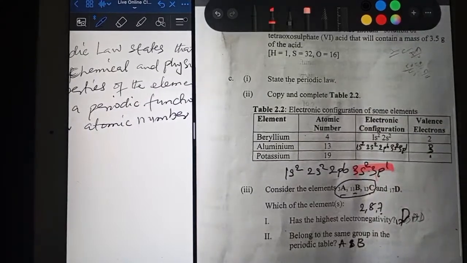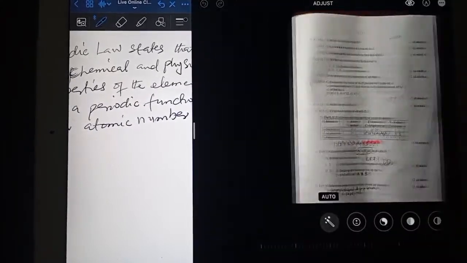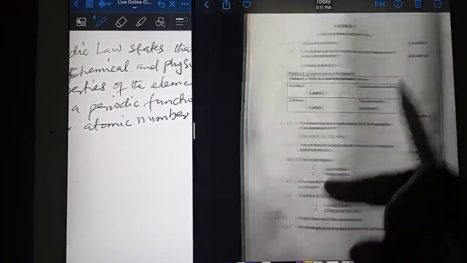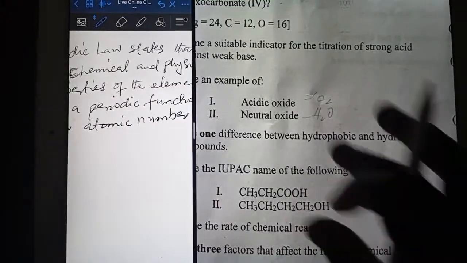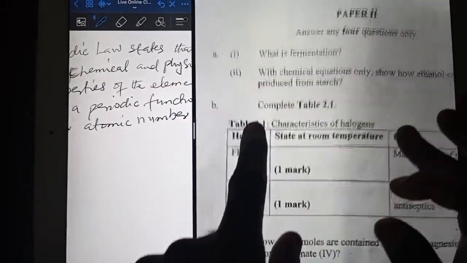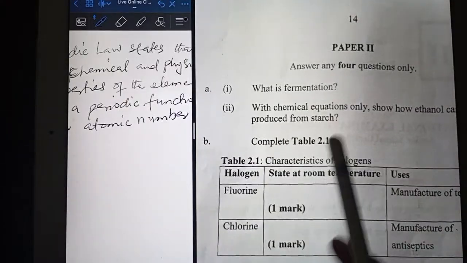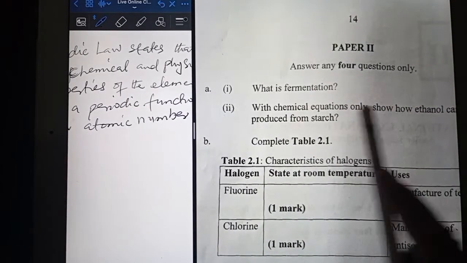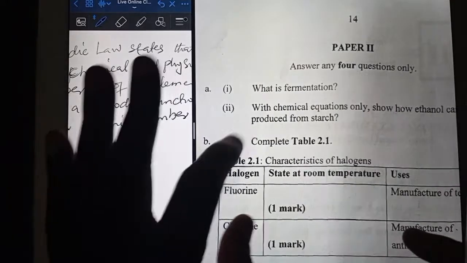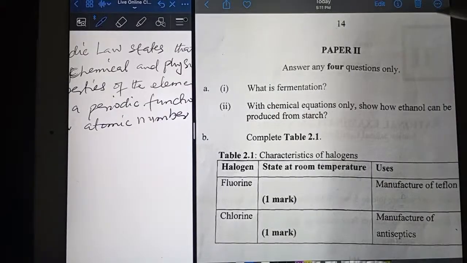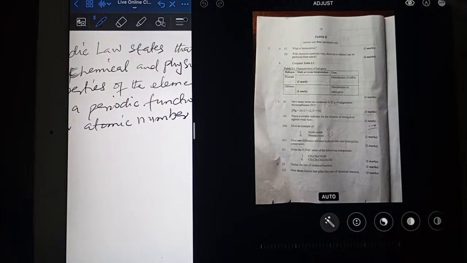We go to the next page. But before then, I'm going to revisit the first page for this particular question on fermentation. They asked what is fermentation. I had misplaced it. I defined that one with an equation where I was confusing the enzymes. Let me try and correct it now.